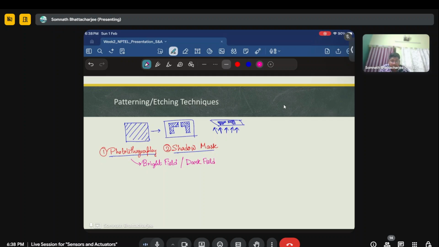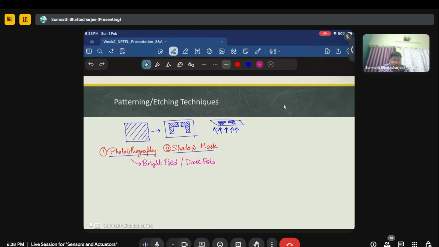So what is a bright field mask? Just a second. No, let me talk about the PR first. So there are two different kinds of masks. There is a bright field mask and there is a dark field mask. So there are several different kinds of masks there.